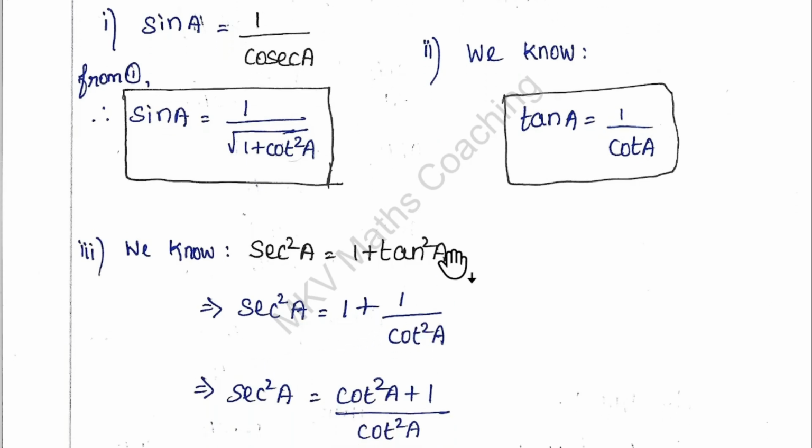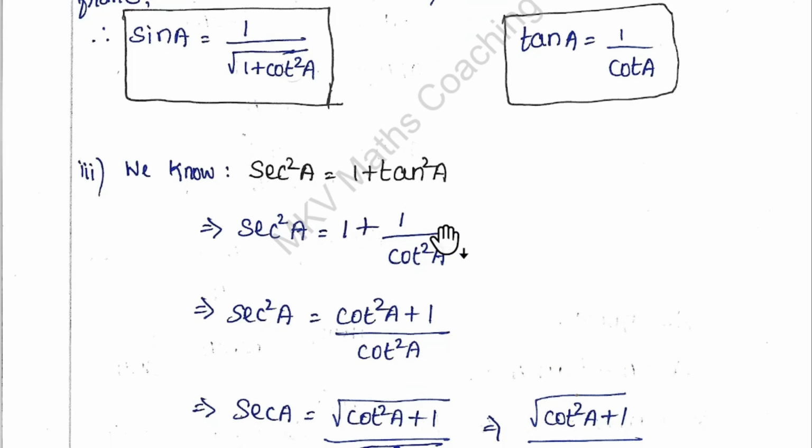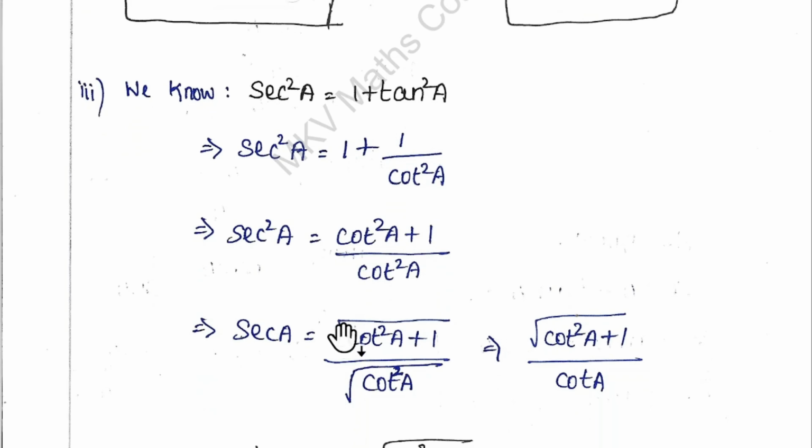So secant square is equal to 1 plus 1 by cot square. So just cross multiply it. You get cot square plus 1 by cot square, and send the square root to numerator and denominator. Root of cot square plus 1, root of cot square.